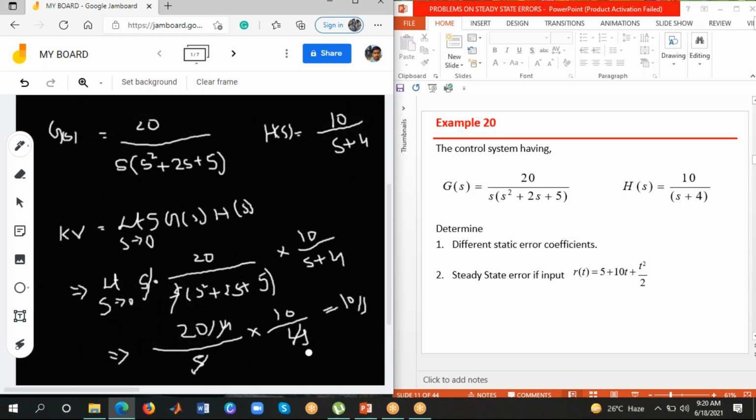The reason Kv has a constant value here is that, if you see, this is a type 1 system. For a type 0 system with a step input, the Kp value becomes constant. For a type 1 system, Kv becomes constant. For type 2, Ka becomes constant. So this transfer function looks like a type 1 system. That's why the Kv value is constant. You got this answer? 10.